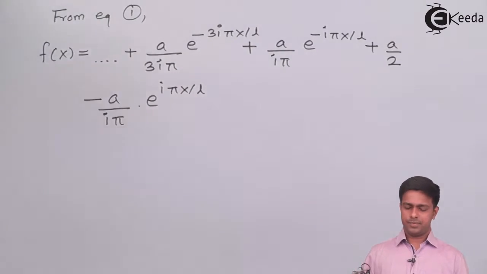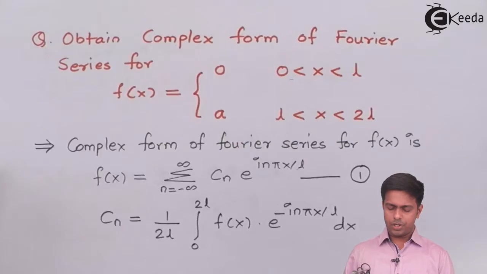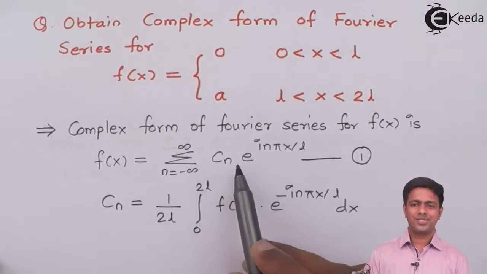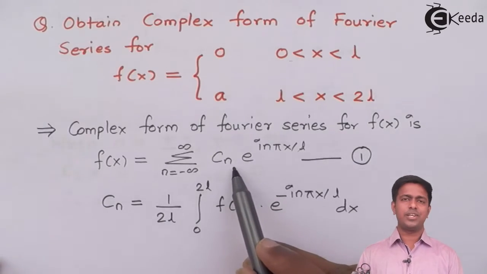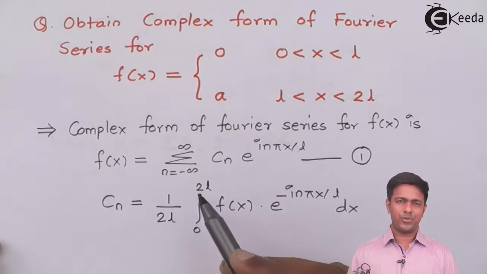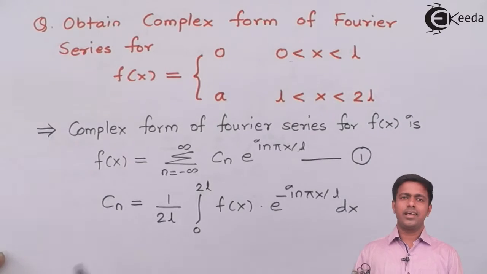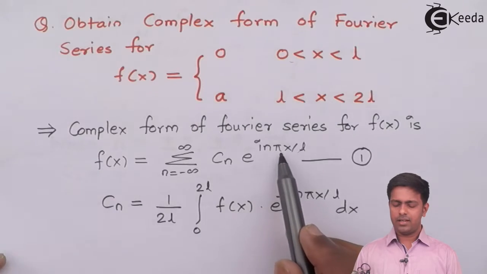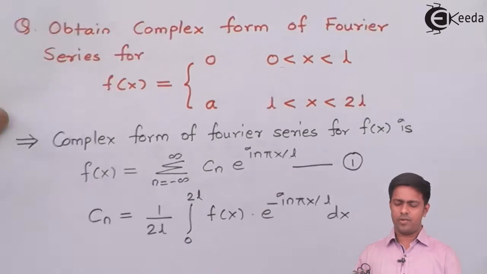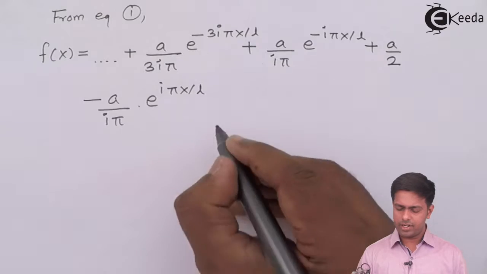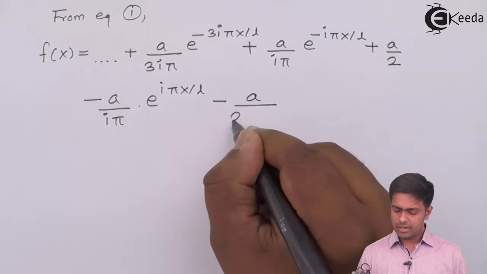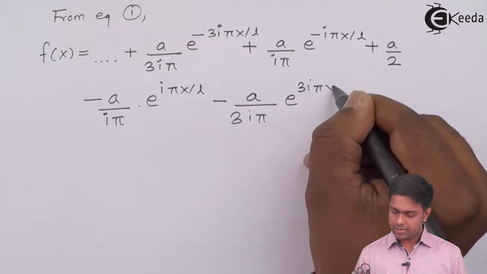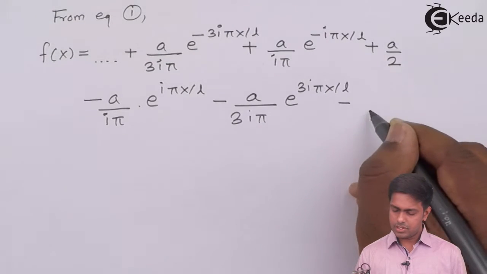Next, after 1, here we will substitute the value of n as 2. If it is 2, we will get c2. And guys, let me tell you that the value of c2 we got as 0, so we'll ignore that. Next, the value of n is 3. So c3, and here I'll get e to the power 3i pi x upon L. The value of c3 is similar to this with a negative sign. So negative a upon 3i pi into e to the power 3i pi x upon L, minus dot dot dot.